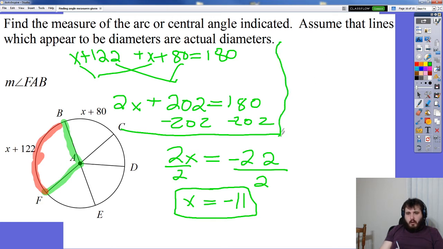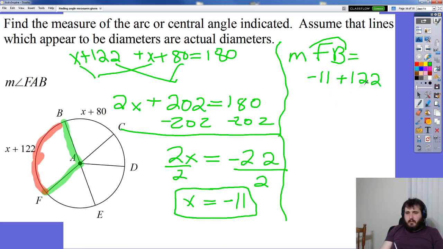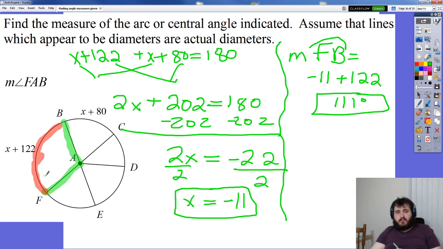So we got to use the arc. The measure of the angle and the measure of the arc, well, that's going to be negative 11 plus 122. Well, what's 122 minus 11? 111, that's a positive number. That's bigger than 0. That's okay. And that's what we want, right? Because if we know the measure of the arc, we know the measure of the angle.